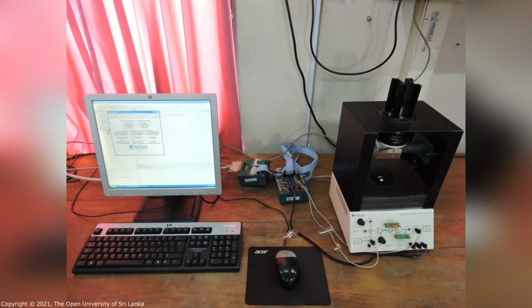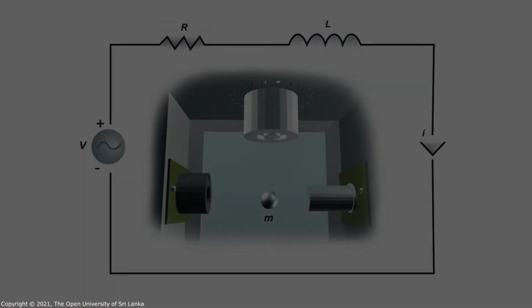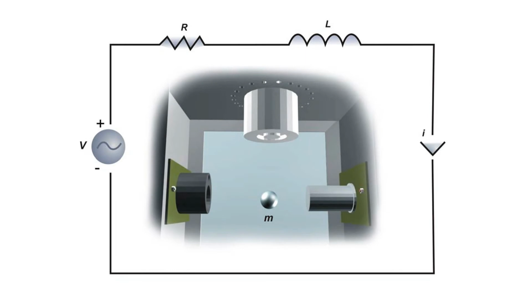The steel ball is mainly controlled through current I. The magnetic force acting on the steel ball depends on two parameters. First, the current I flowing in the coil. And the second one is the distance between the coil and the steel ball.